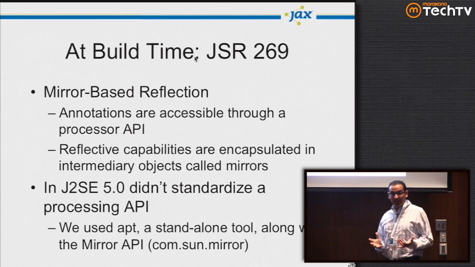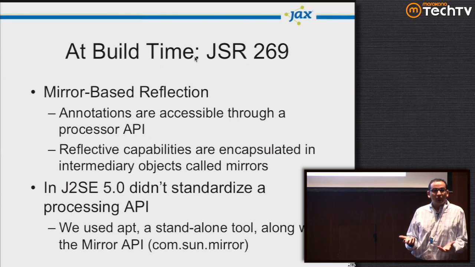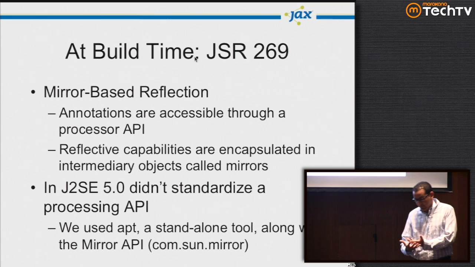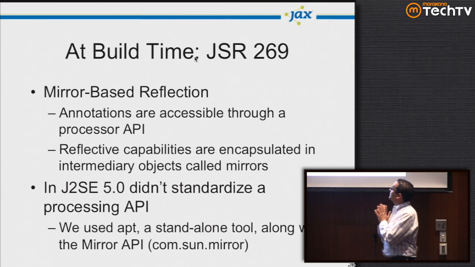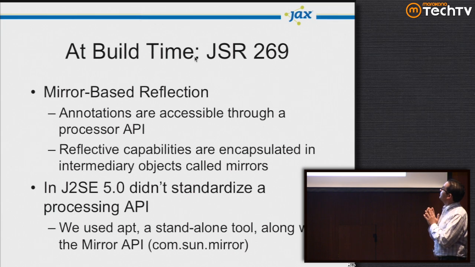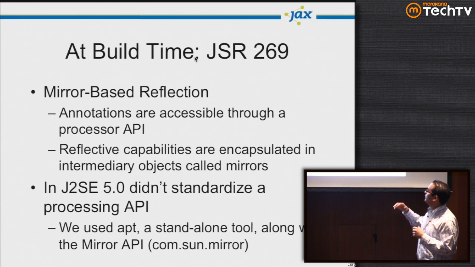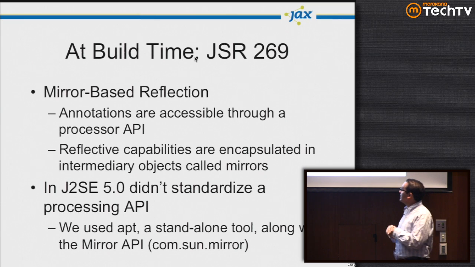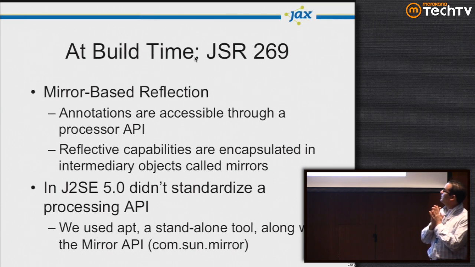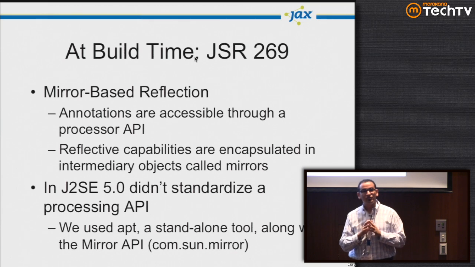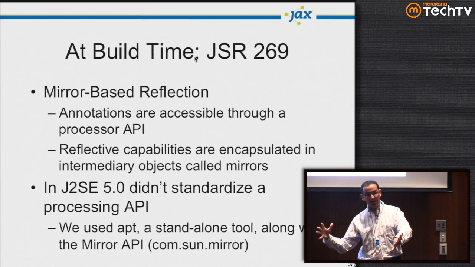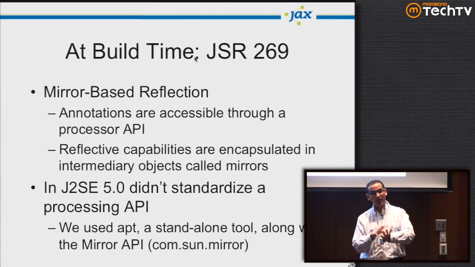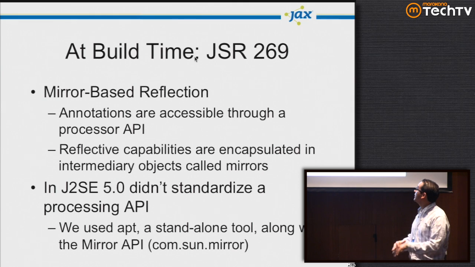Next one. So at build time, it's a different story. You don't have the JVM yet. I mean, your code is not on the JVM to just ask it, give me the relations of this particular class. So this one is called mirror-based reflection, meaning that the annotations are accessible through a processor API, where reflective capabilities are encapsulated into intermediary objects called mirrors. What this API does is look up your entire code and create mirrors that hold the metadata of your actual source code.